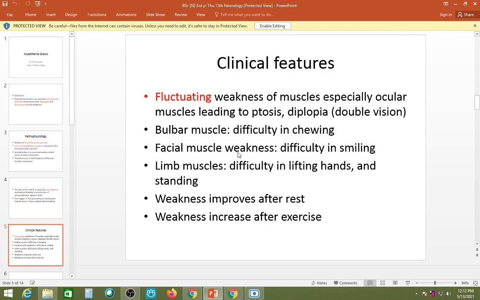Facial muscle weakness, they have difficulty in moving the facial muscles while smiling. Limb weakness, they have difficulty in lifting the upper limbs or hands. They have difficulty in standing from the sitting position.